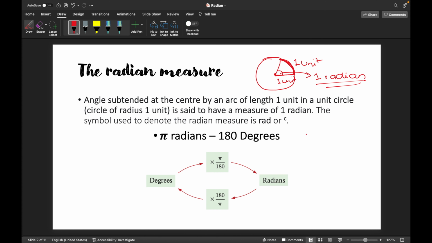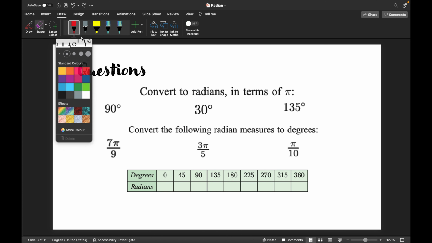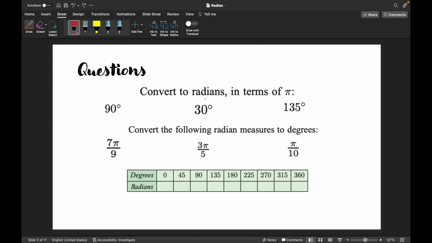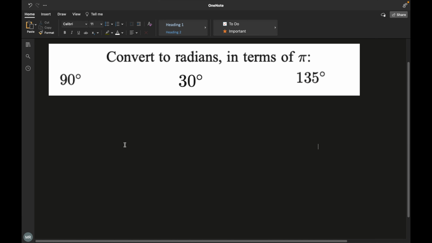Let's move on to a few questions. This is extremely important, and so is this. If the concept is clear, let's move on to a few questions. So we're supposed to convert degrees into radians. Let's work this out. Have your calculators with you.